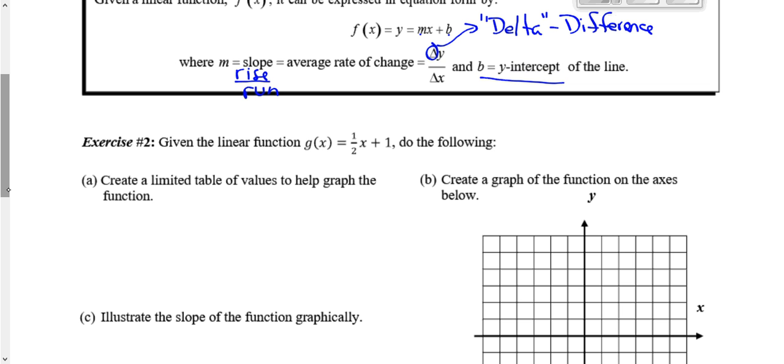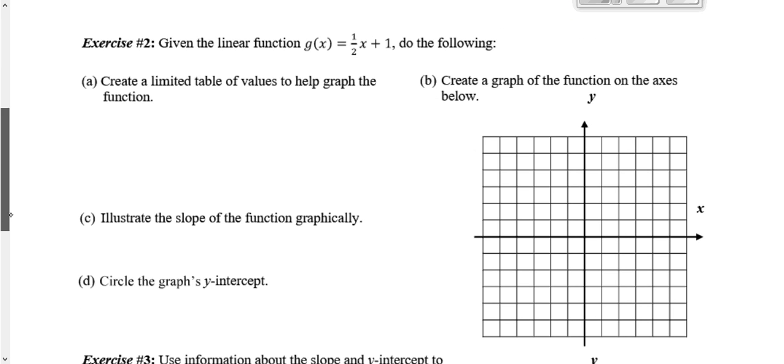All right, so let's go to exercise 2. Here's our linear function: g of x equals 1/2 of x plus 1. I want us to create a little table of values to graph the function. You probably used the y-intercept and the slope, going up from the y-intercept. That's fine, but we're going to follow their way here.